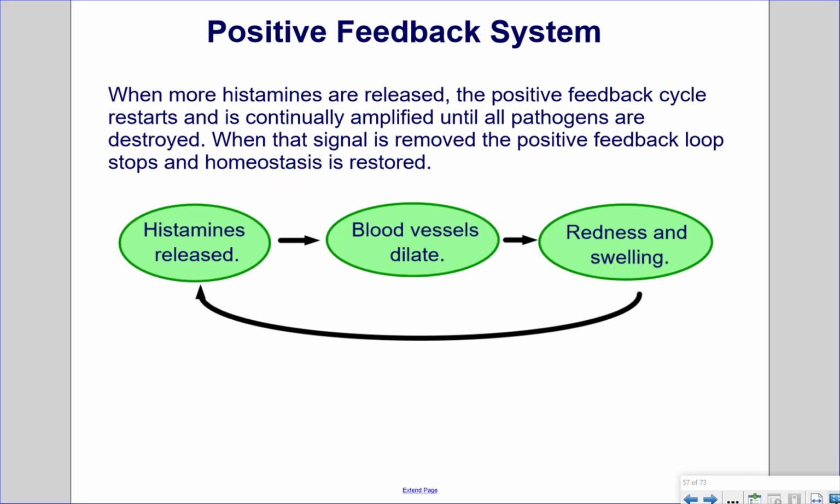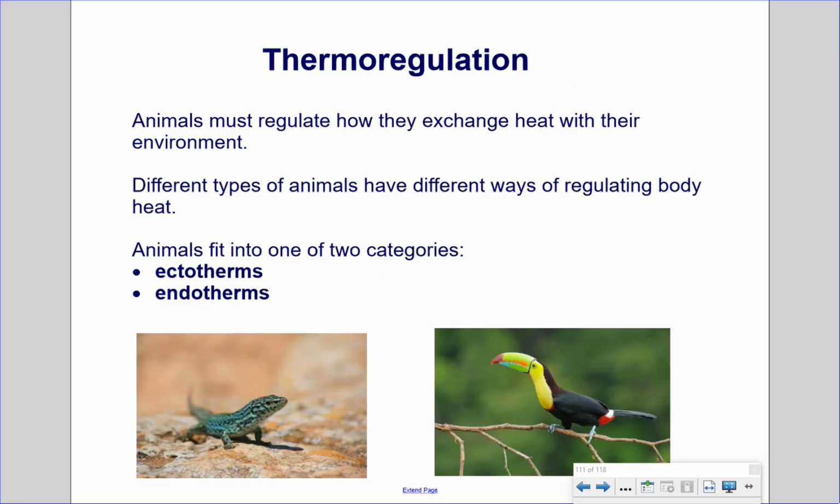Positive feedback system. When more histamines are released, the positive feedback cycle restarts and is continually amplified until all pathogens are destroyed. When that signal is removed, the positive feedback loop stops and homeostasis is restored.